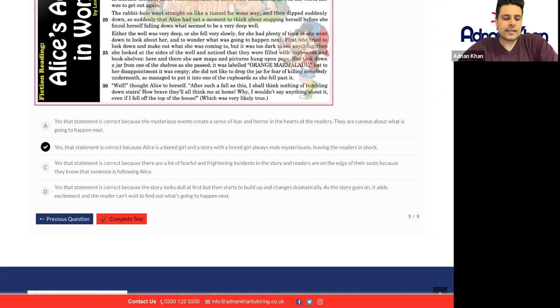So if you agree that this is an excellent opening for a story, and it starts off calm but then gets more dramatic and intriguing, by the end of the extract the reader can't wait to find out more about what happens to Alice. Assuming you do agree with this statement, choose the option that gives a valid reason for this.